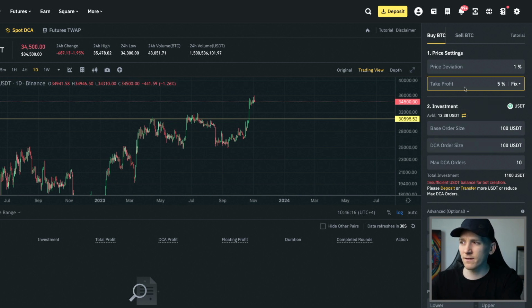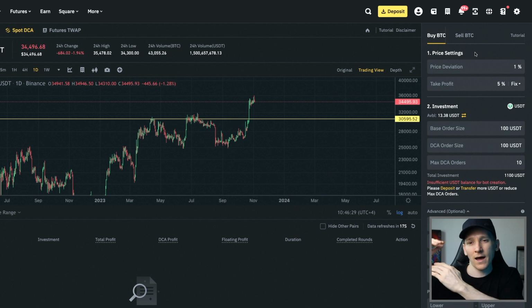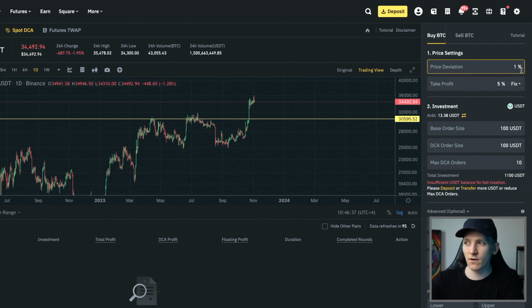So price settings, you can see here. Price deviation is, we're going to be setting up a bunch of orders, right? So if you're making a trade short term, you can either invest everything at once, or enter your trade at once, or you can say, I have $1,000 to invest. I'm going to set up 10 entry orders, 1% apart. So the price deviation I've got here is 1%.